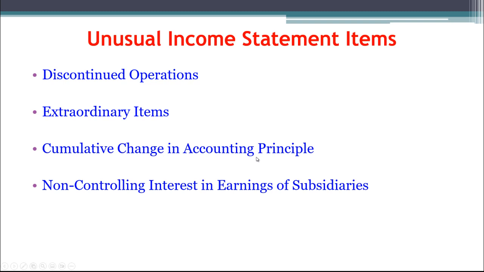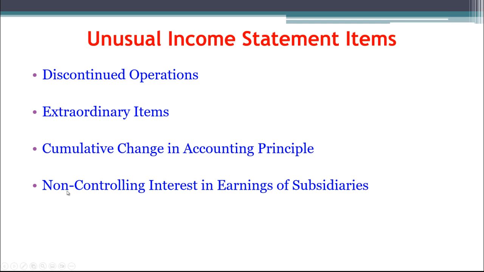So what they have to do is restate all of the prior years that we're referencing in this year's statement, which generally is 3 to 5 years. They have to restate those years so they're reported under the same principle that we're now using, same calculations. And the cumulative change just shows how those 3 to 5 years have added up and what impact they had on the total net income.